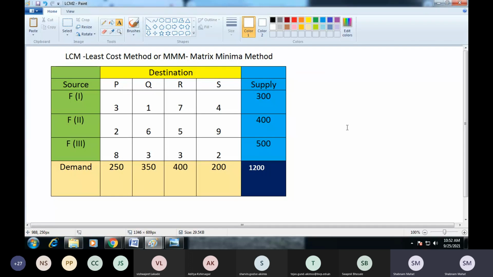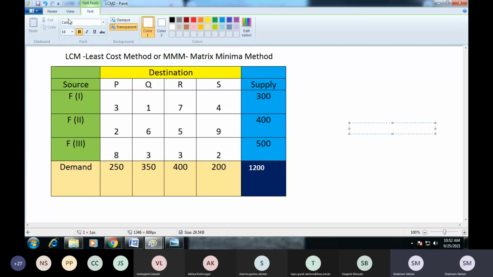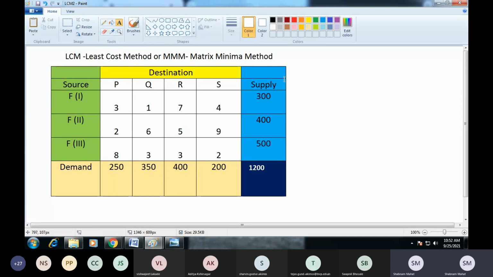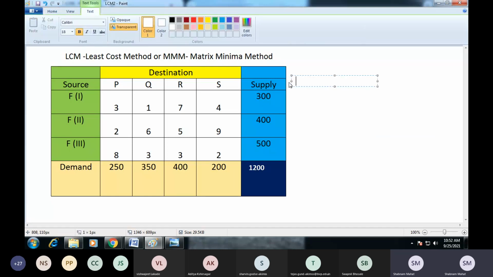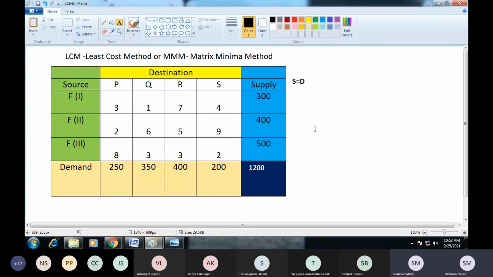First of all, for this example, again, we have to check whether supply is equal to demand. As you know, the supply is equal to demand, which means this is a balanced question. Now check where the minimum cost is. First of all, we have to find out the minimum cost.